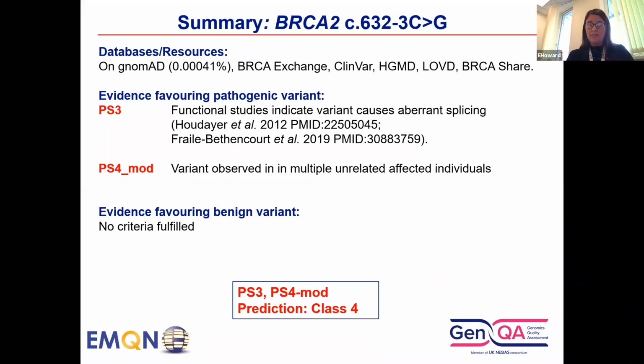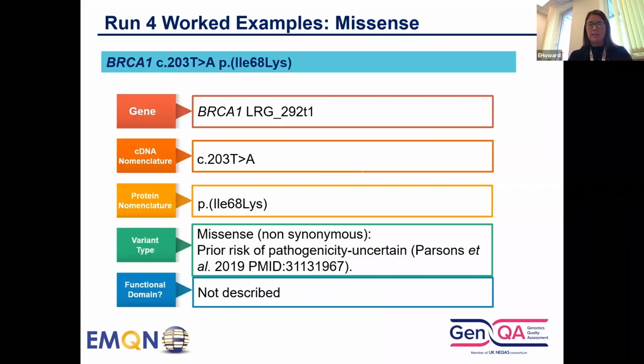We also applied the PS4 moderate piece of evidence because this variant was observed in multiple unrelated affected individuals. This can be information that we got from ClinVar and LOVD, but also information that you may have locally in your local databases. And this gave us an overall prediction of class 4, PS3 and PS4 moderate. If we hadn't looked at the functional studies in detail, we may not have been able to apply that PS3 piece of evidence, and then it would have been a class 3, and that would not have been an accurate interpretation of this variant. So it's really important to emphasize that you read these papers in detail.